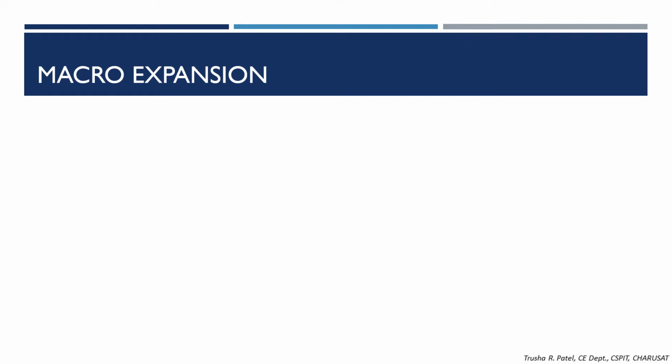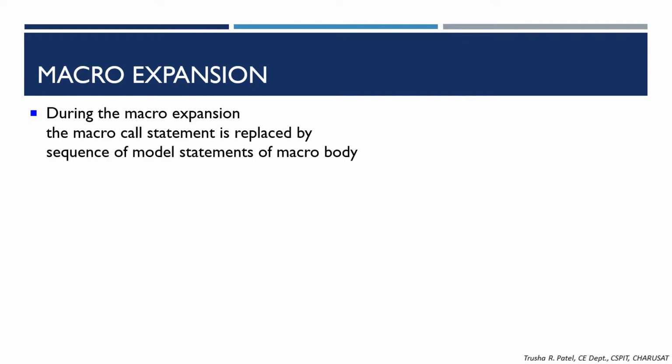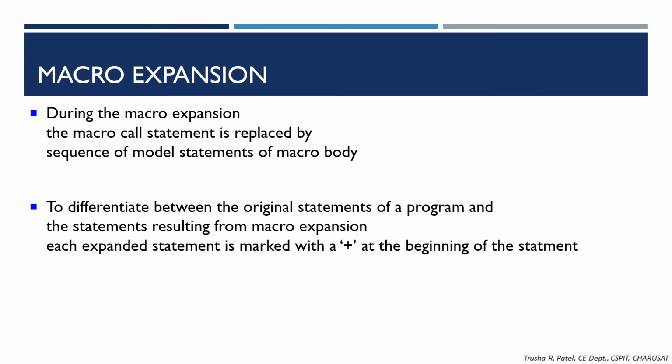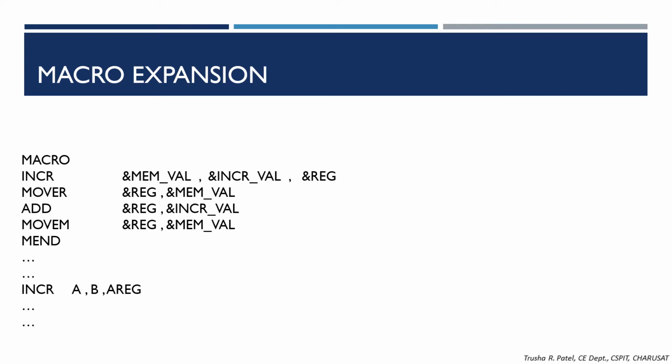Next is macro expansion. During the macro expansion, the macro call is replaced by a sequence of model statements of the macro body. To differentiate between original statements of a program and statements resulting from the macro expansion, each expanded statement is marked with a plus sign at the beginning of the statement.